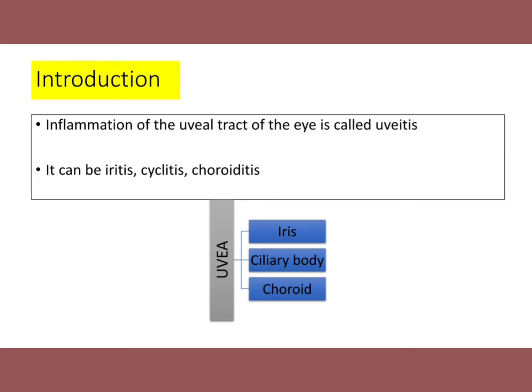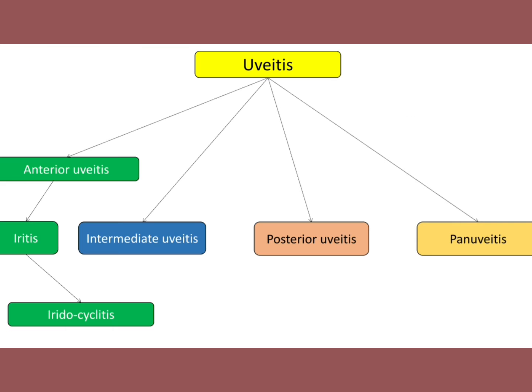It can be inflammation of the iris, known as iritis. It can be inflammation of the ciliary body, known as cyclitis. It can be inflammation of the choroid, known as choroiditis. So these are the types of uveitis. Uveitis has four types: anterior uveitis, intermediate, posterior, and panuveitis.